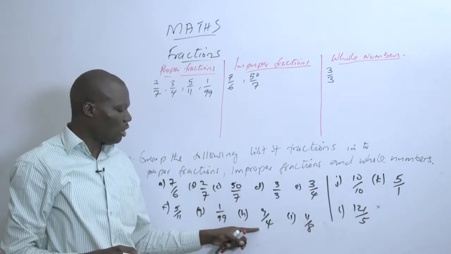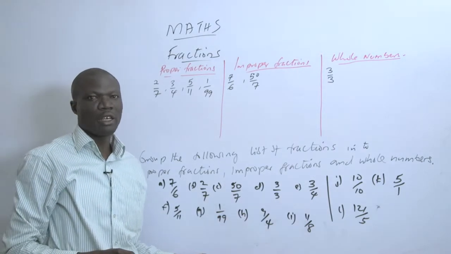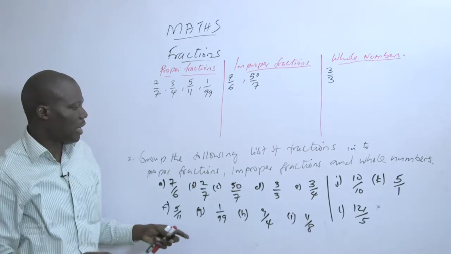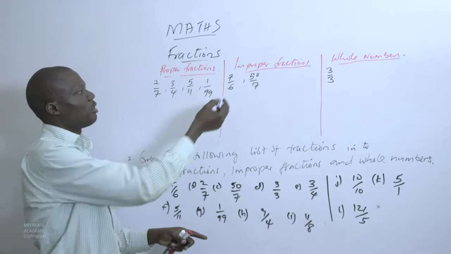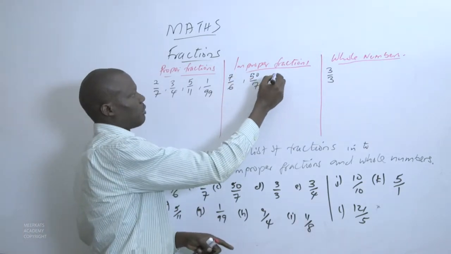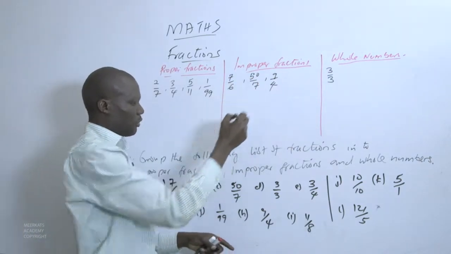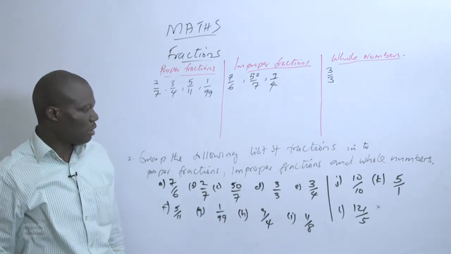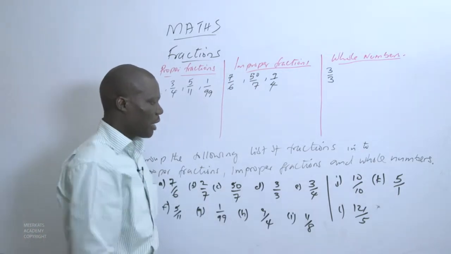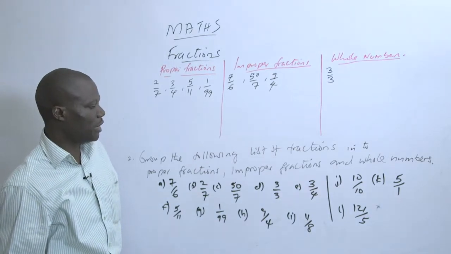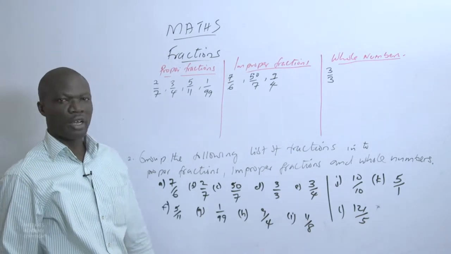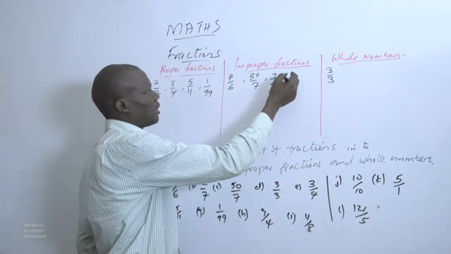9 over 4, and we cannot simplify 4 and 9, so this one remains the way it is with a larger numerator, which forms an improper fraction. So we have 9 over 4. Then this is 11 over 8. 11 is larger than 8 and cannot be simplified, so this one also forms an improper fraction, that is 11 over 8.